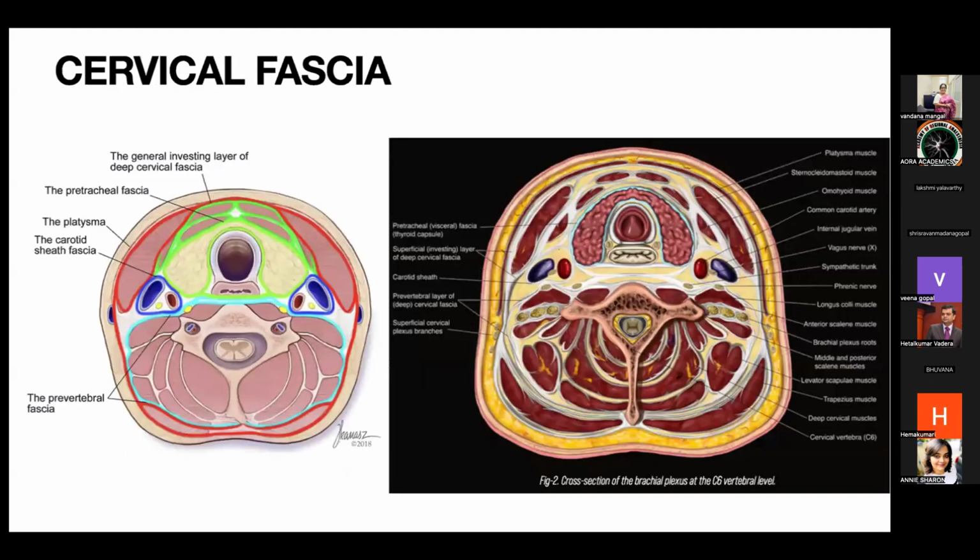Some of the important fascias which we'll be covering is your cervical fascia. Your cervical fascia has a superficial and a deep layer. The superficial layer covers the platysma, whereas the deep layer is divided into the investing layer, the pretracheal, and the prevertebral layer. The block which we predominantly see here is the brachial plexus. The brachial plexus, as you can see in the image, is present between the anterior scalene and the middle scalene muscle, and it is enclosed by the prevertebral fascia.